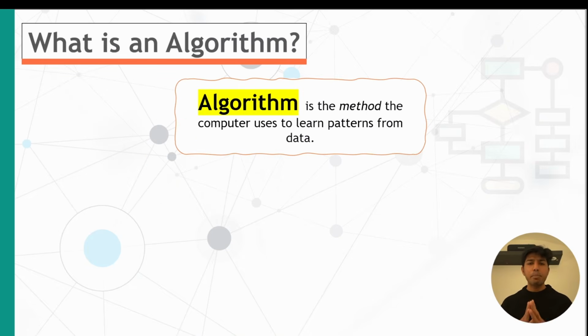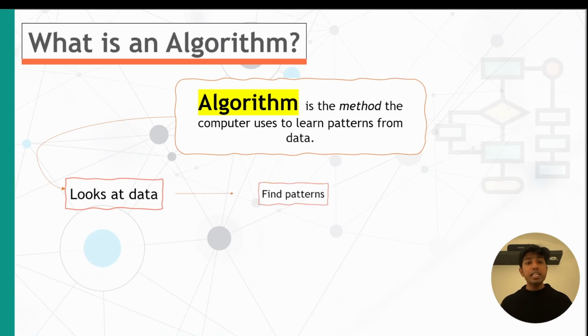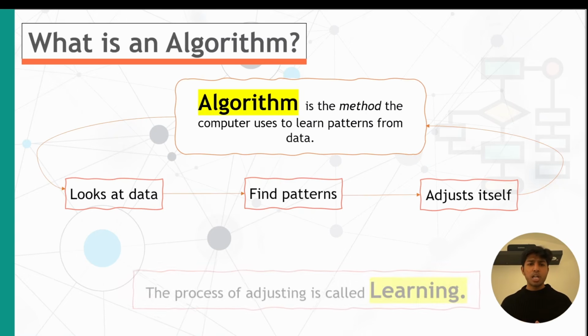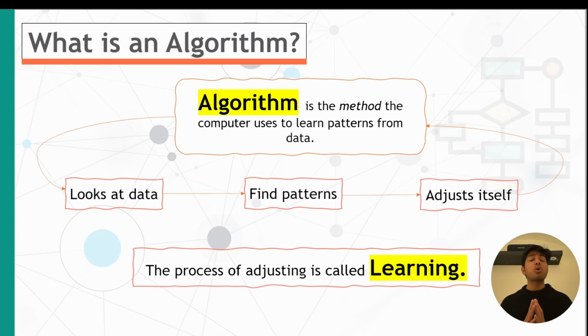Now, what is an algorithm? An algorithm is a step-by-step process of solving a problem. It has a certain set of rules that it follows in order to produce the output every time. So it's a method that a computer uses to learn patterns. Here in AI, the algorithm looks at the data that we already have, learns patterns from the data, and from the patterns it adjusts itself. How many times does it adjust itself? It adjusts millions of times. The process of adjusting is called learning.